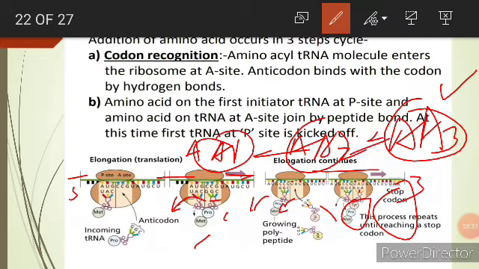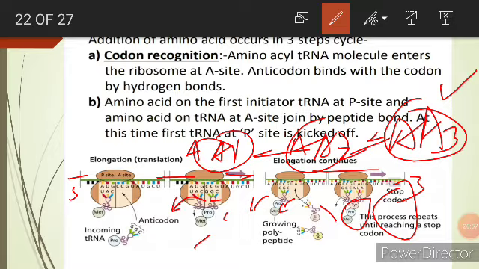So likewise, every time translocation occurs, every time one amino acid comes to the P site, the ribosome will shift towards the termination end, towards the 3' end, and in this way translocation takes place and the chain also elongates.